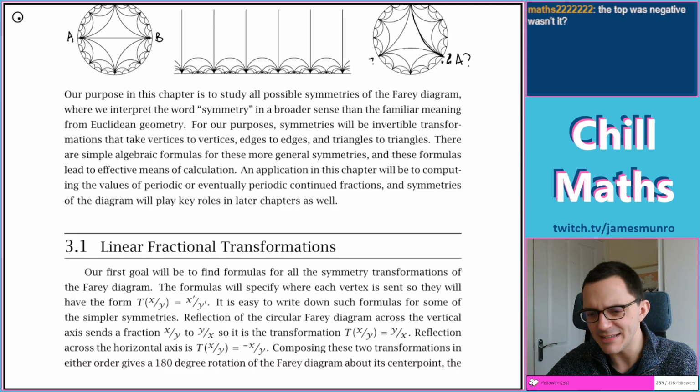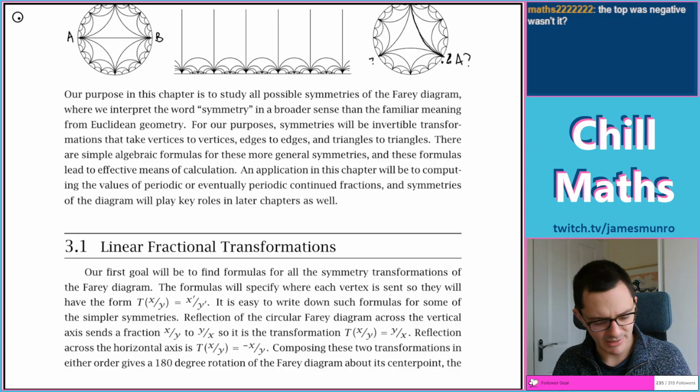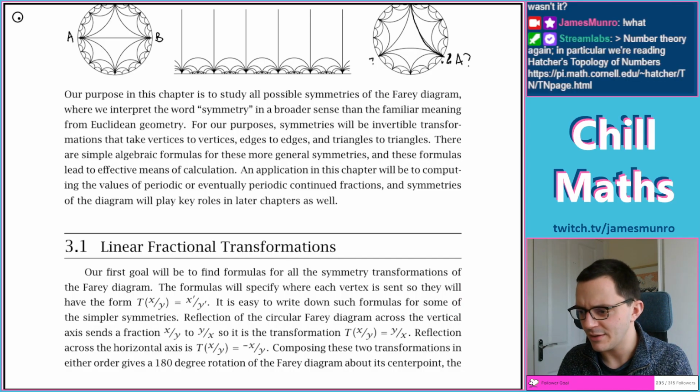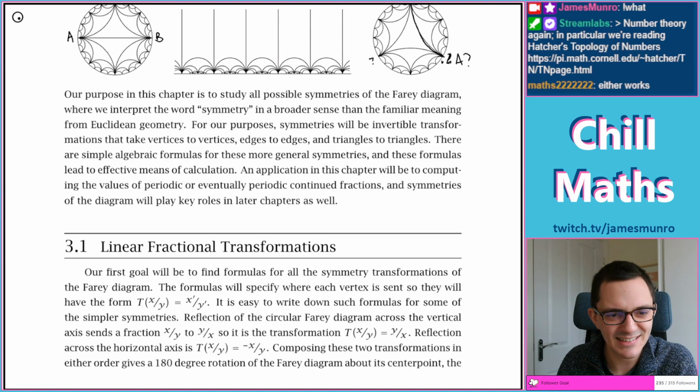Was the top negative? The top was negative. I don't think it matters. I think you could define either. In my memory, about 1 million pages ago, the top was negative. The top was positive, sorry, but here's a link. Let's have a quick look. No, let's not. Either works. Thank you. Good. Right.